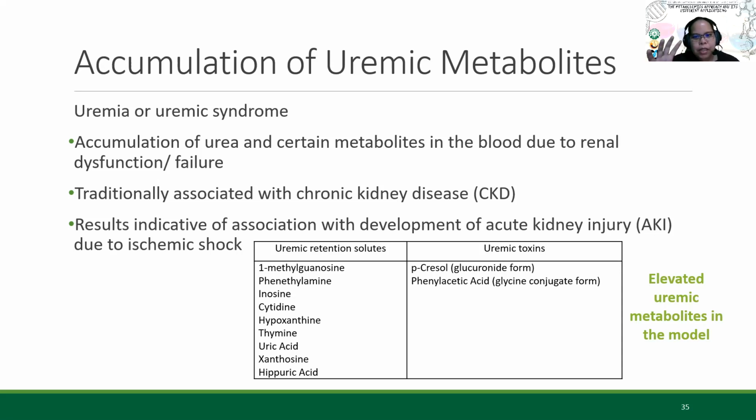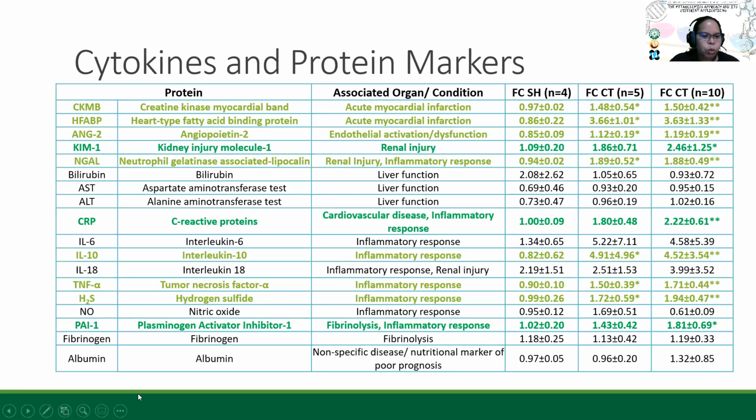And because of this, we see that there is a possibility that early on after the shock, trauma hemorrhagic shock, there can already be renal dysfunction and other organ dysfunction occurring in the pig model. And so we looked further into certain protein markers of inflammatory response as well as organ failure. So you have cytokines that are associated with inflammatory response. So these are responsible for the inflammatory response.